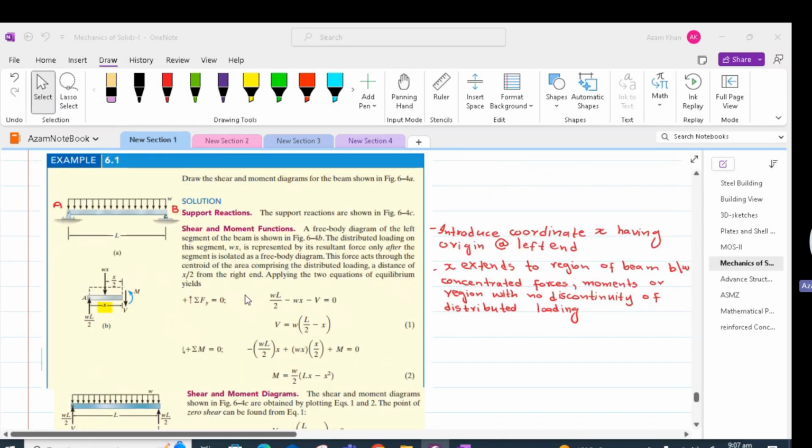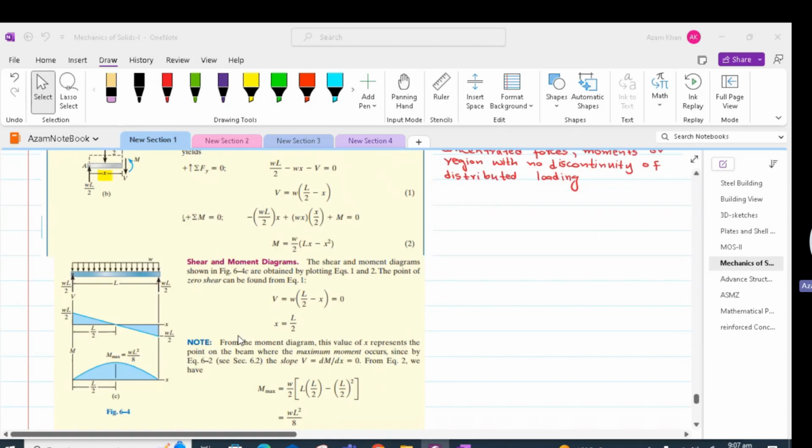After deriving the shear force and bending moment equations, now we would be in a better position to draw shear force and bending moment diagrams. So we have got the beam having a UDL applied. The reactions have been shown over here. First of all, we draw the shear force diagram.